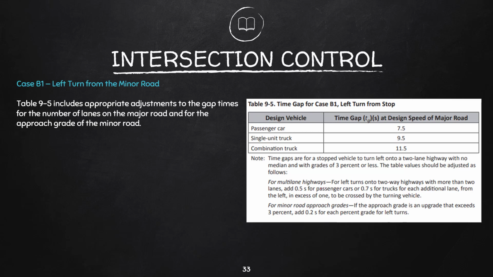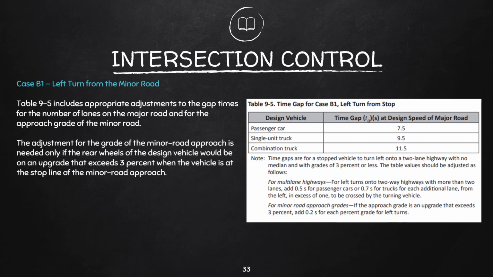So for multi-lane highways, we add 0.5 seconds for passenger cars and 0.7 seconds for trucks for each additional lane. For minor road approach grades, if the approach grade is an upgrade that exceeds 3%, we add 2.2 seconds for each percent grade for left turns. Adjustment for the grade of the minor road approach is needed only if the rear wheels of the design vehicle would be on an upgrade that exceeds 3% when the vehicle is at the stop line of the minor road approach.